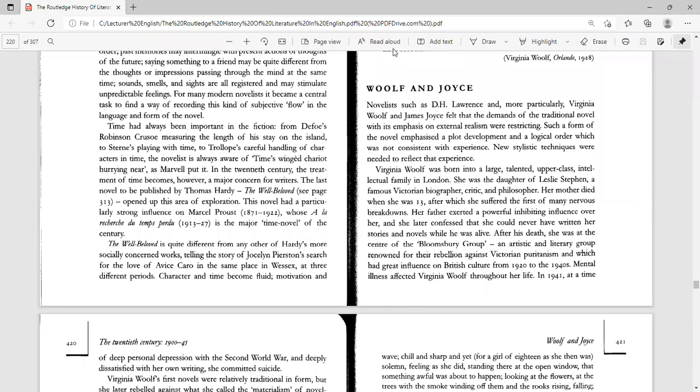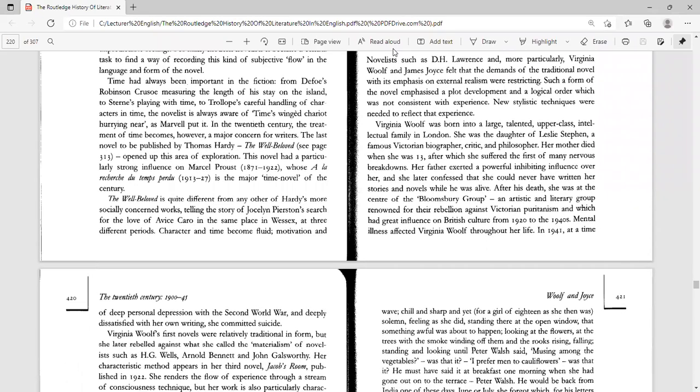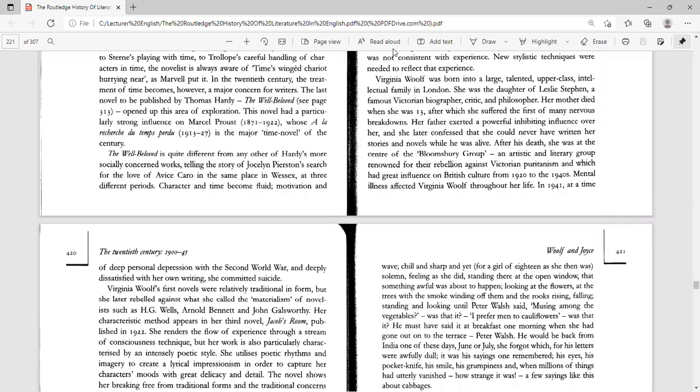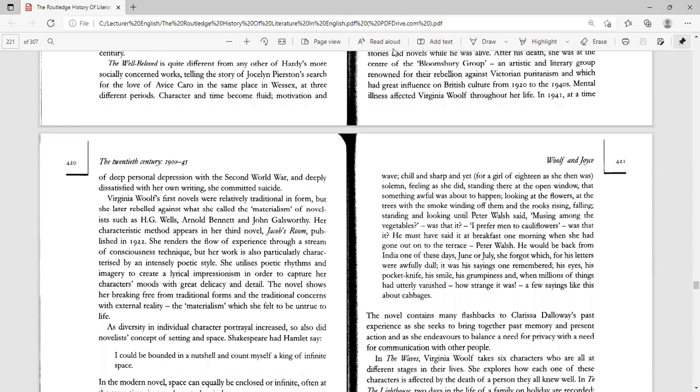Mental illness affected Virginia Woolf throughout her life. In 1941, at a time of deep personal depression with the Second World War and deeply dissatisfied with her own writing, she committed suicide. We know that she actually put stones in her pockets and waded into the water where she was drowned.